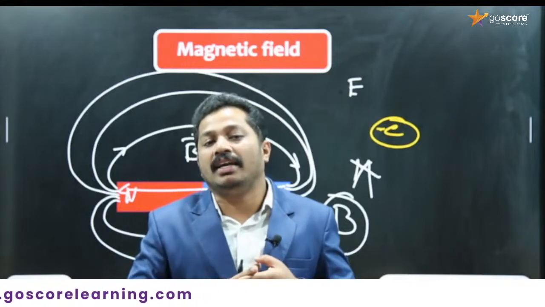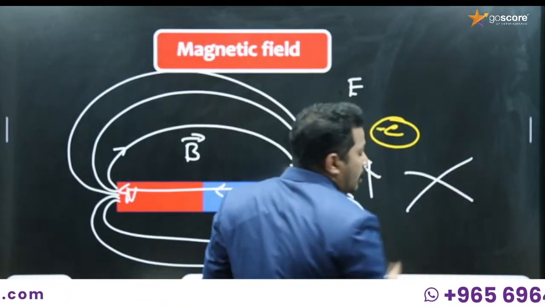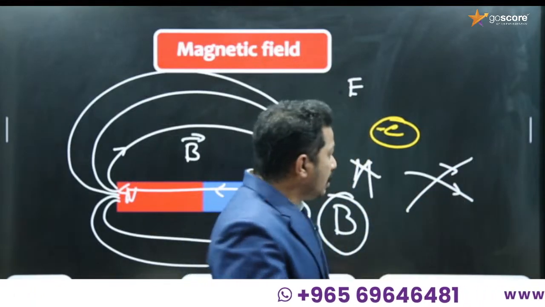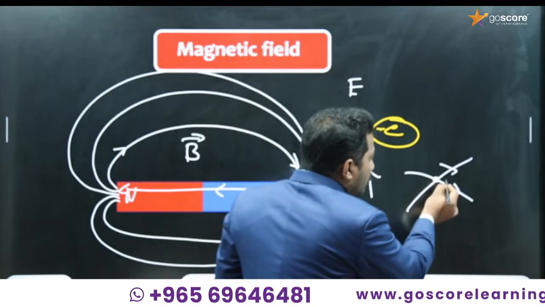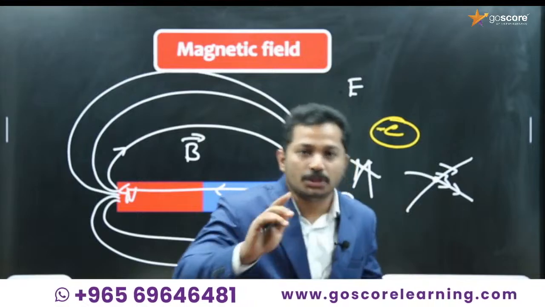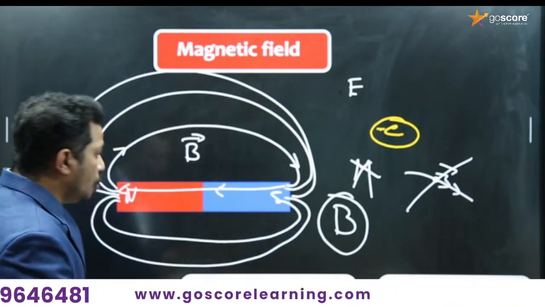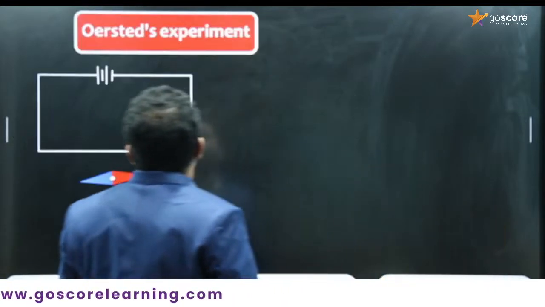No two magnetic field lines cross each other, because if they do so, suppose these are two magnetic field lines. If they cross each other, it means at the point of intersection, they will have to say two directions, which is not possible. So no two magnetic field lines cross each other. Okay, so those are some preliminary ideas about magnetic field.